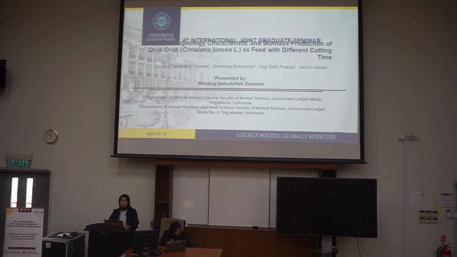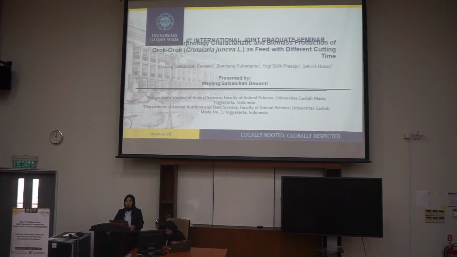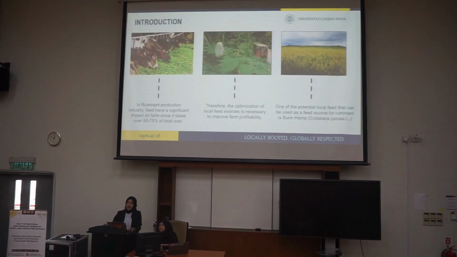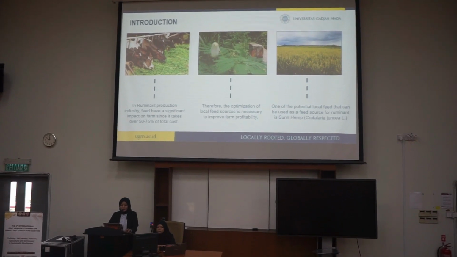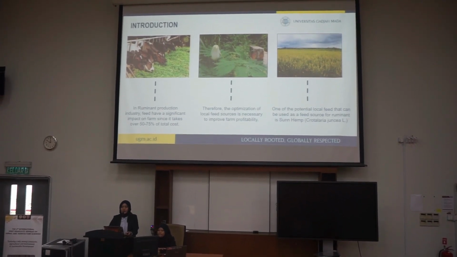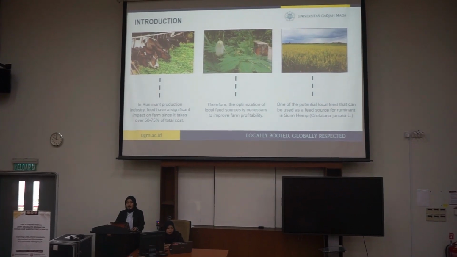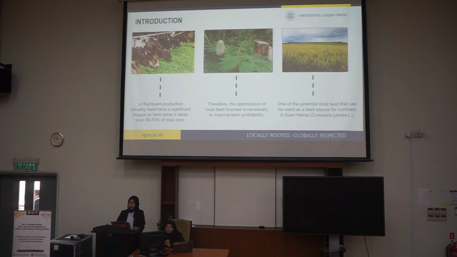The title is the morphological characteristic and biomass production of oro-oro or Crotalaria as feed with different cutting time. Feed has a significant impact on farms, since it takes over 50 to 75% of total cost. Therefore, the optimization of local feed sources is necessary to improve farm profitability.